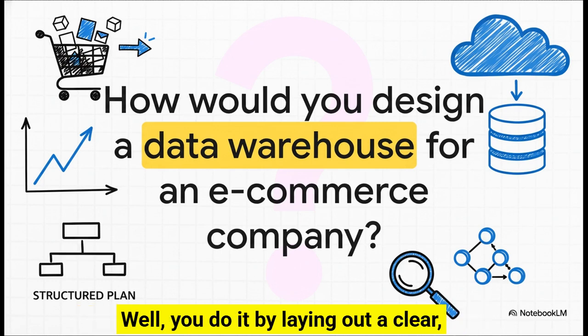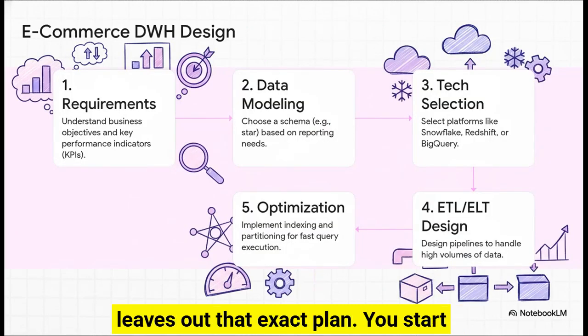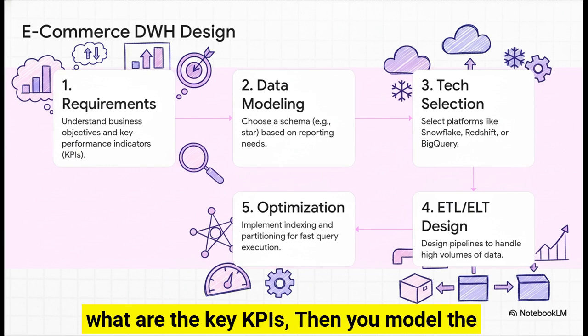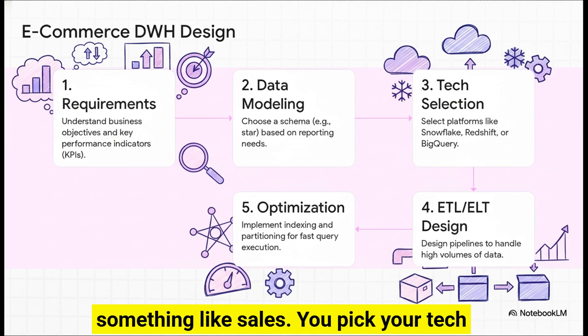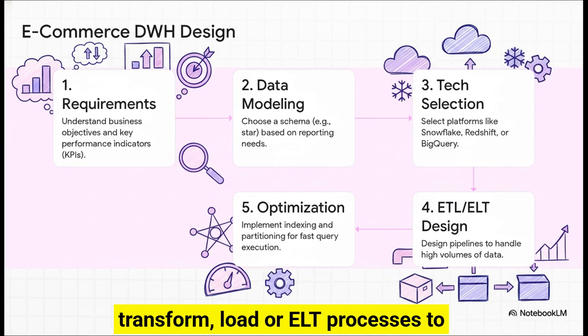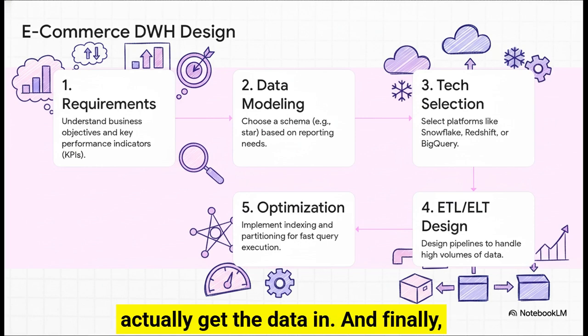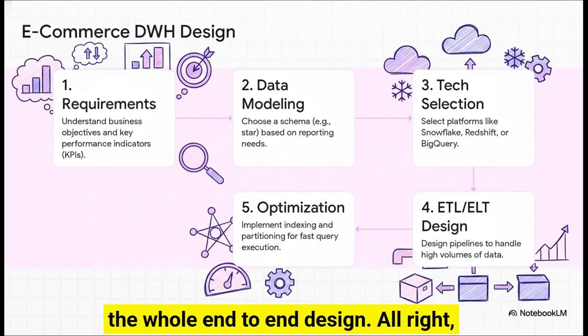How do you respond? Well, you do it by laying out a clear, structured plan. And this slide basically lays out that exact plan. You start with the business requirements, what are the key KPIs, then you model the data, most likely using a star schema for something like sales. You pick your tech stack, design your ETL, that's extract, transform, load, or ELT processes to actually get the data in, and finally you plan for performance optimization right from the very beginning. A framework like this shows you can handle the whole end-to-end design.